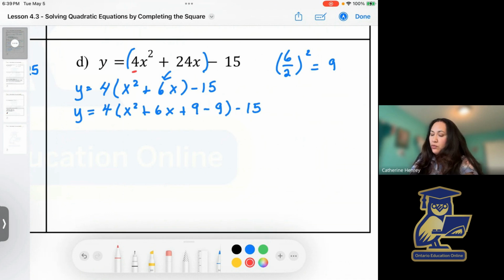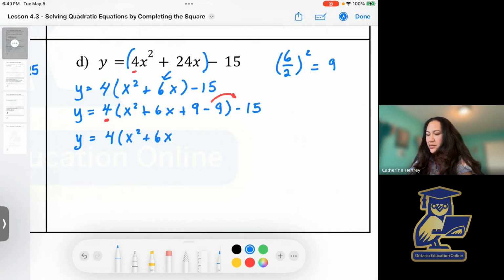Now again, we want to go and move this -9 outside the bracket, but we have a coefficient here of 4. So before we move it out, we have to multiply by that coefficient. So let's go ahead and do that. y then equals 4 times bracket x squared plus 6x plus 9, and we're multiplying -9 times 4. I'll get -36 minus 15. So I have to multiply that -9 by the coefficient before I move it out.